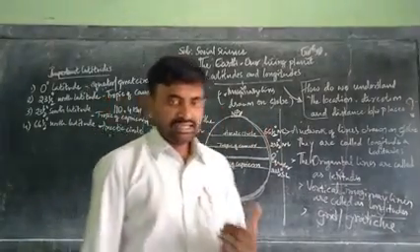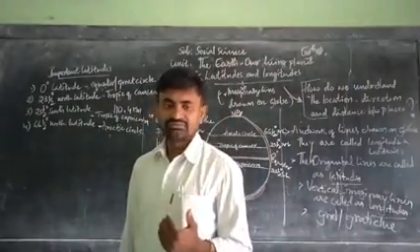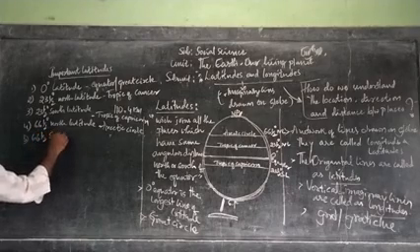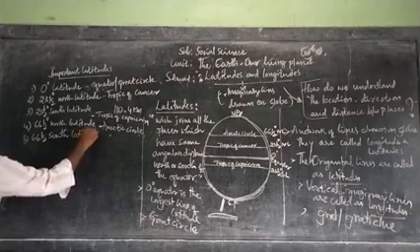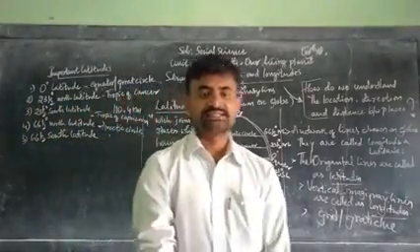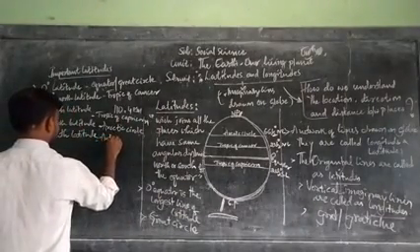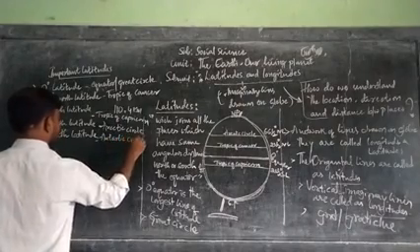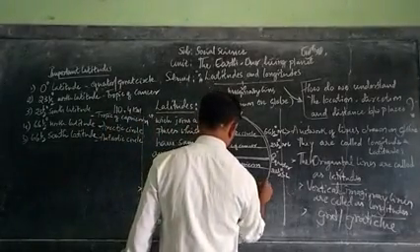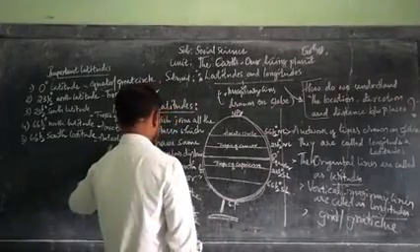And the fifth one is 66.5 degree south latitude. That is called the Antarctic Circle.